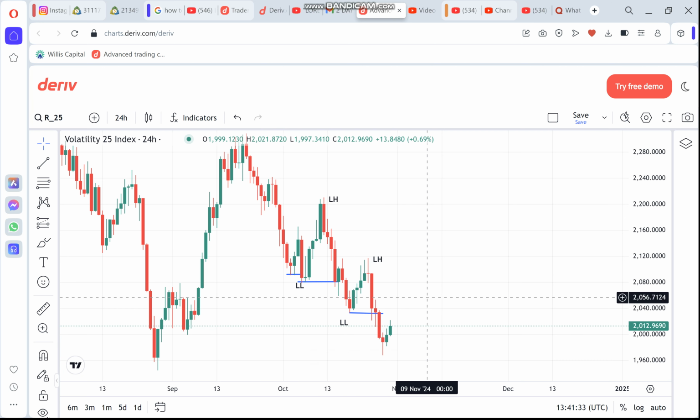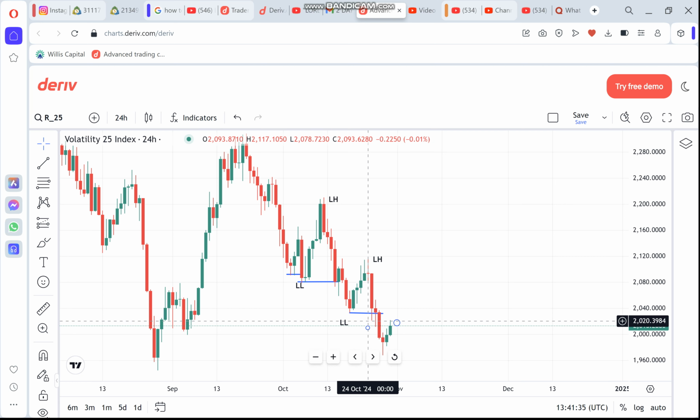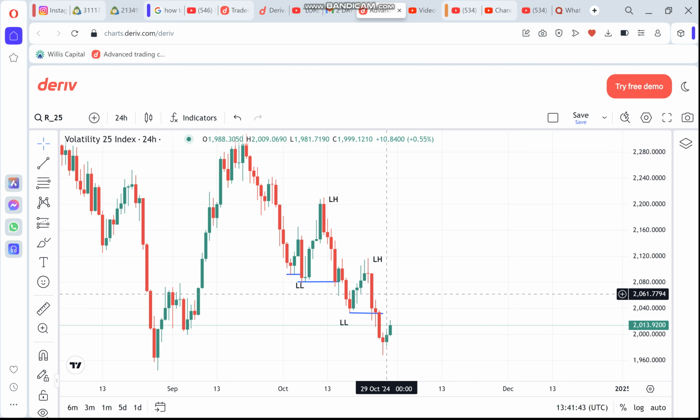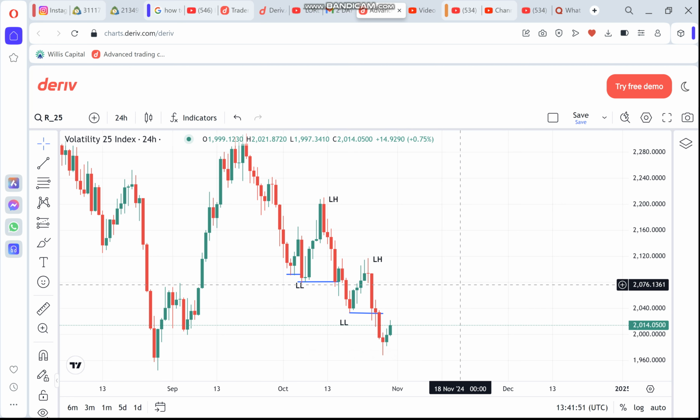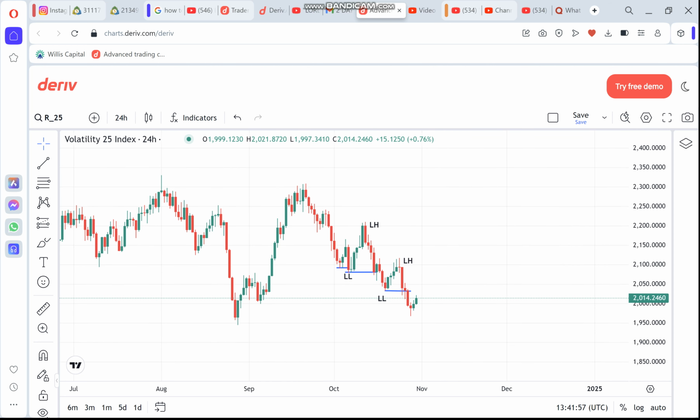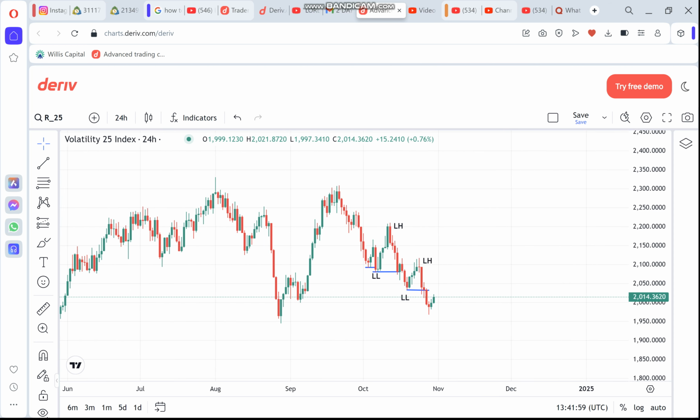So as you can see here, once the price has broken the structure to the downside, it tends to come back to this area. Why? Because there's something here. There's liquidity here before it then goes in the market direction. So guys, this was an example of market structure on a bearish trend.